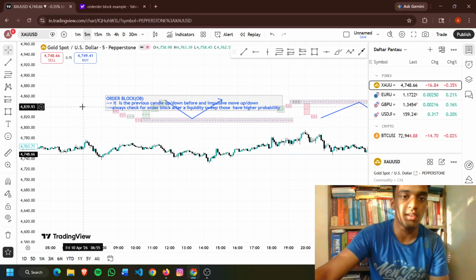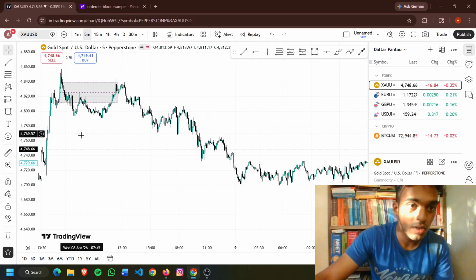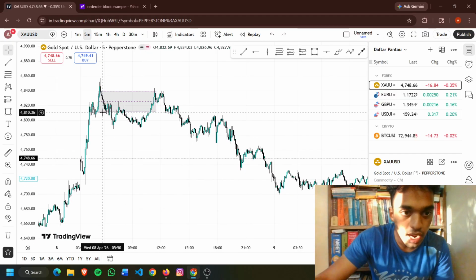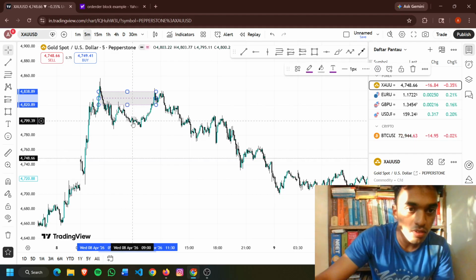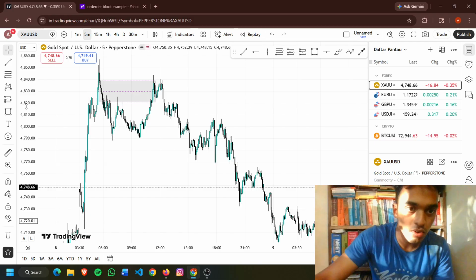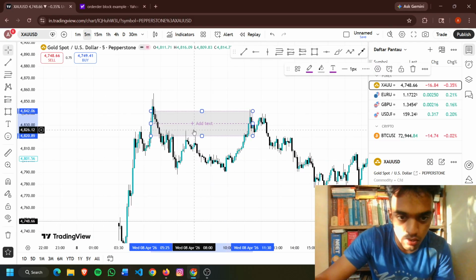I'm going back to the 5 minute so that you will understand what happened over here. So I took this much because of that. See, a prior down move before an up move. So I'll go for this much. I won't go the whole way. You can take candles also. See, this is an order block.